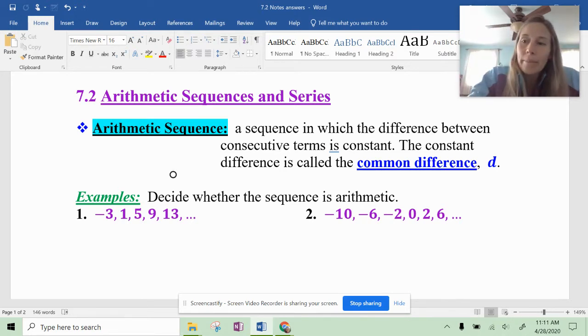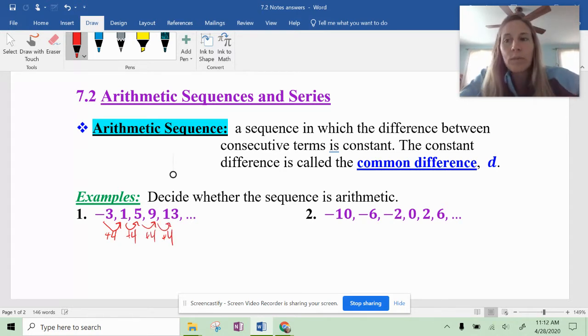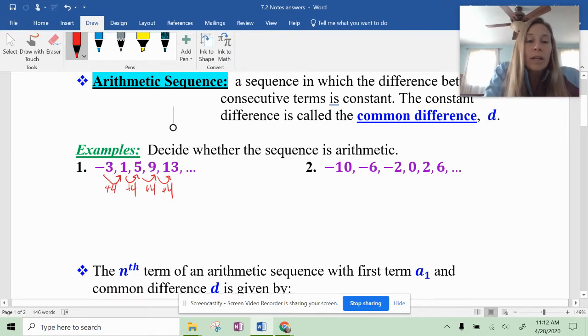So basically, if you take a look at these patterns here, this first pattern, to get from -3 to 1, you'd have to add 4. And then to go from 1 to 5, you'd have to add 4. And to go from 5 to 9, you'd have to add 4, and so on. So we can see that this would be an arithmetic sequence, because it increases by the same number as you go through the sequence from term to term. So this one is arithmetic.